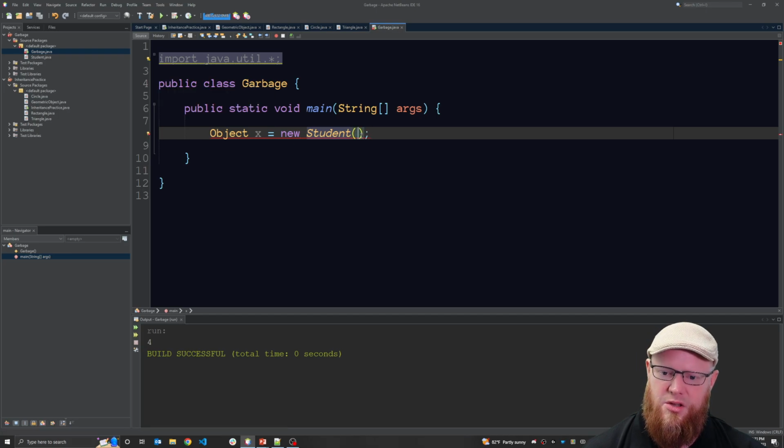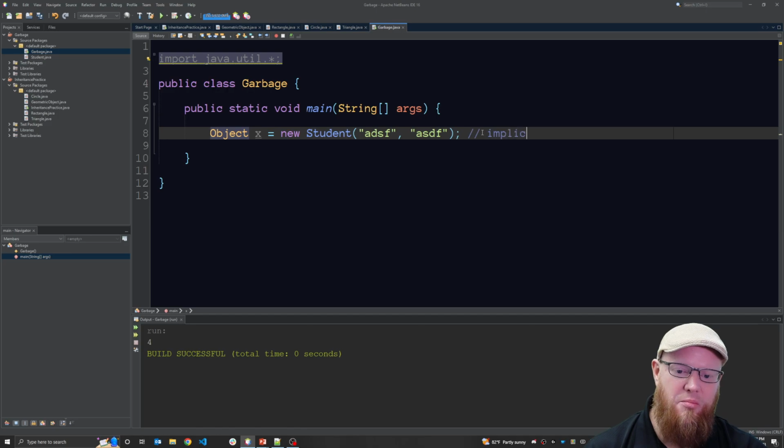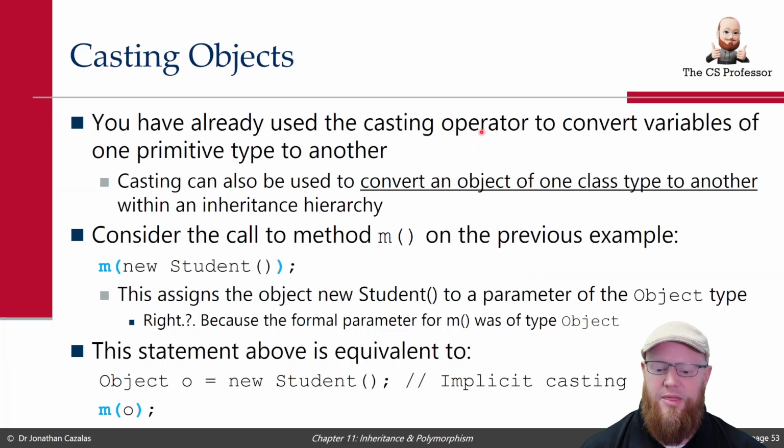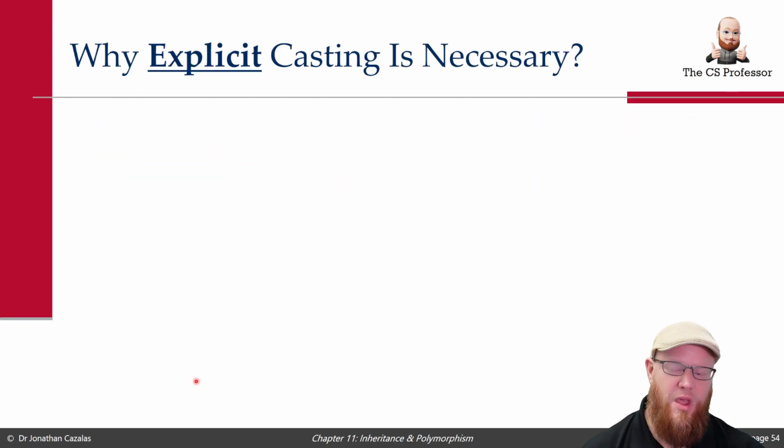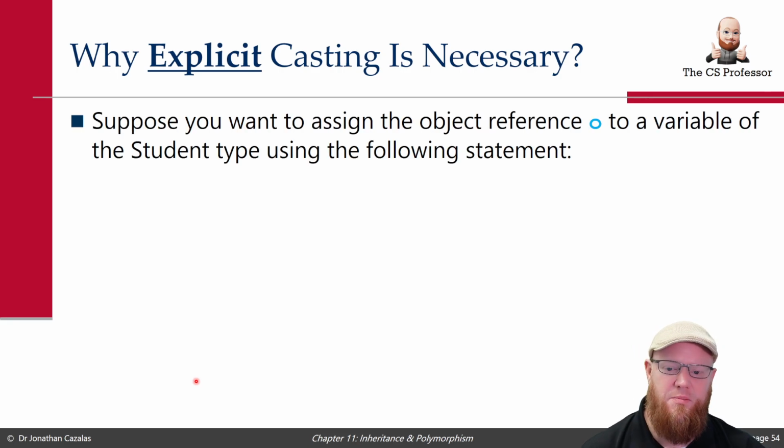What does it say? Student, oh, because I need the constructor. So here we have a first name and a last name. So I can make a new student object, and because object here, the data type of variable x, is a supertype, we can cast that, and this is implicit casting. That casting happens automatically by Java because it's polymorphism, the idea that you can save a subtype wherever a supertype is expected. When would explicit casting be required?